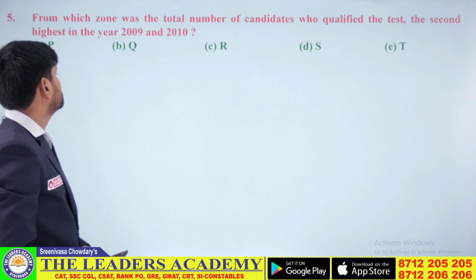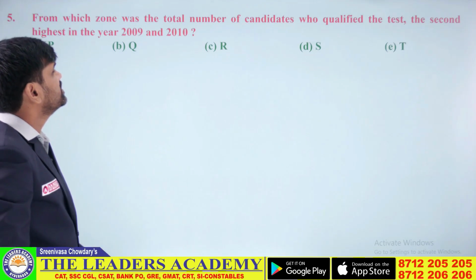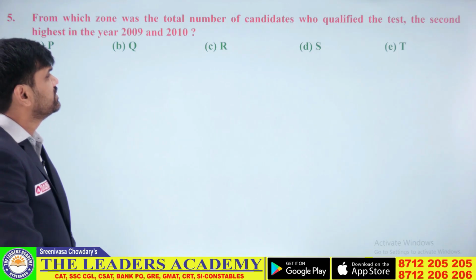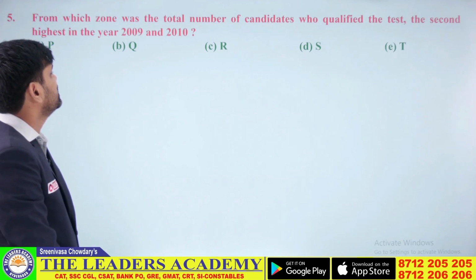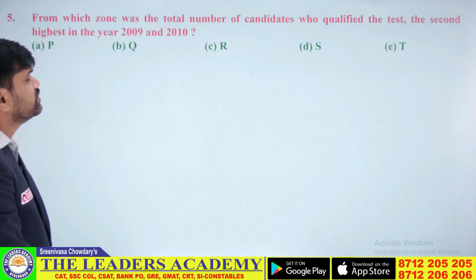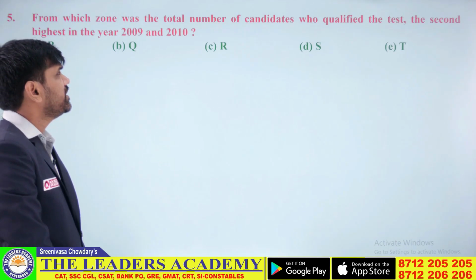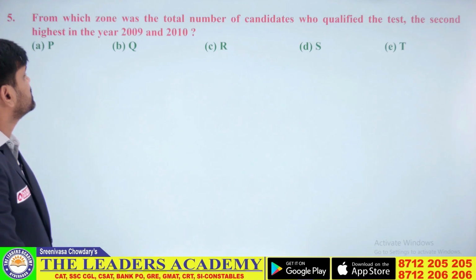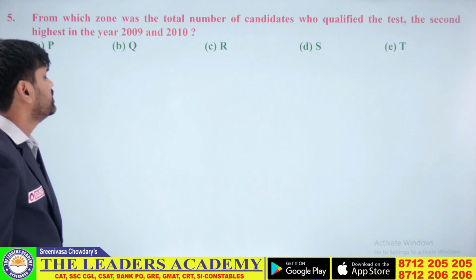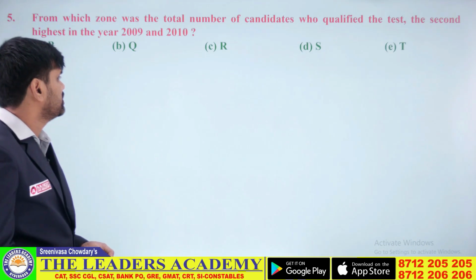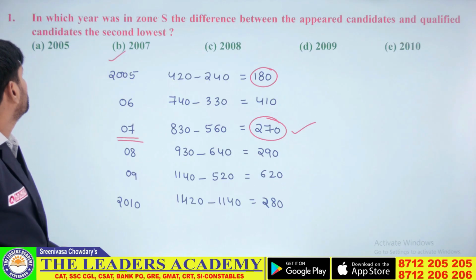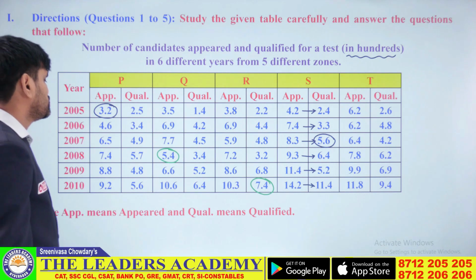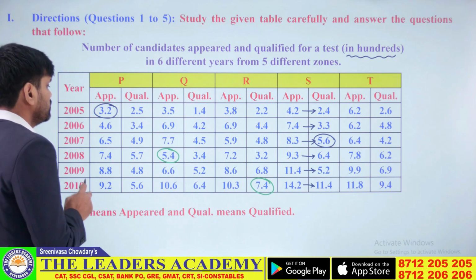Last question in this set. From which zone was the total number of candidates who qualified the test the second highest in the year 2009 and 2010? So that means for which zone 2009 and 10 together qualified in the test is the second highest. So go for 2009 and 10 qualified for all the zones. I wish to count.